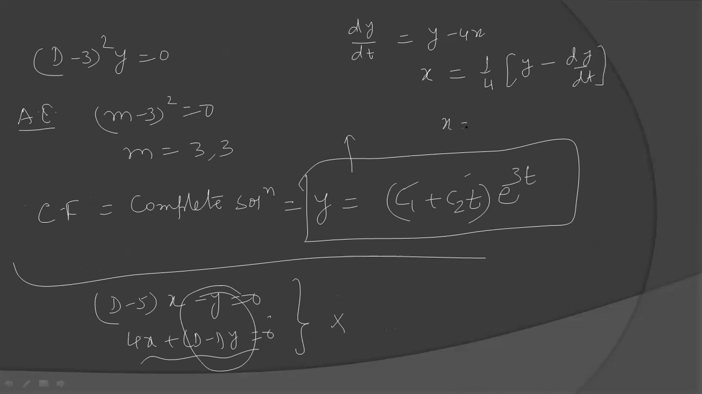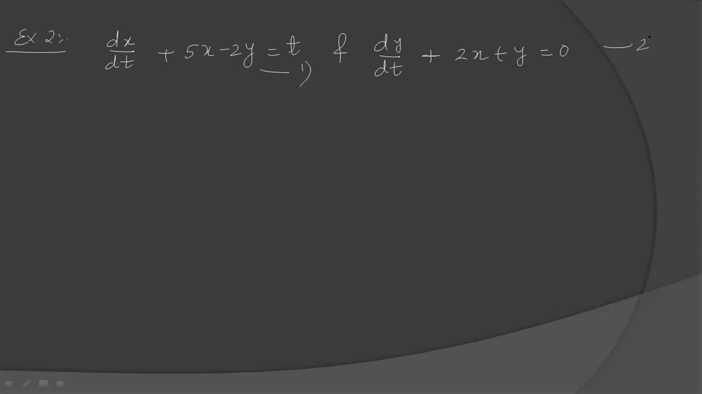Now if you substitute the values of y and dy by dt, meaning the derivative of this y with respect to t, you will get the value of x, that is (c1 plus c2 t) e to the power 3t minus 3 c1 e to the power 3t plus c2 t into 3 into e to the power 3t plus e to the power 3t. You can simplify it. This is the value of x, and it also has arbitrary constants c1 and c2. So just find one variable and replace it in one of the equations where the unknown variable does not contain the derivative term. Let's see another example.